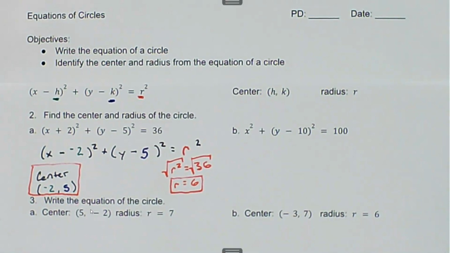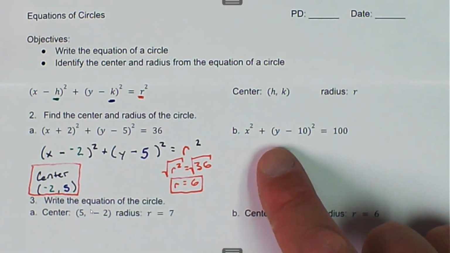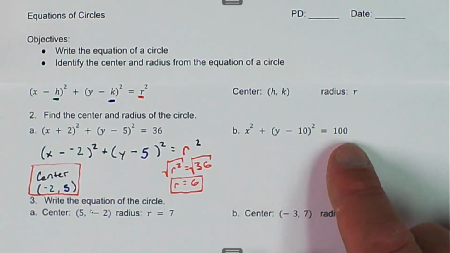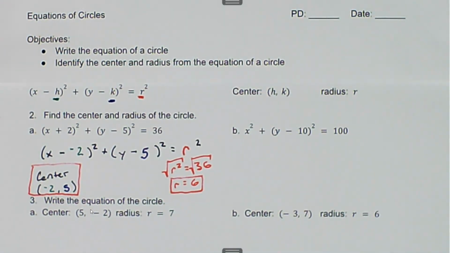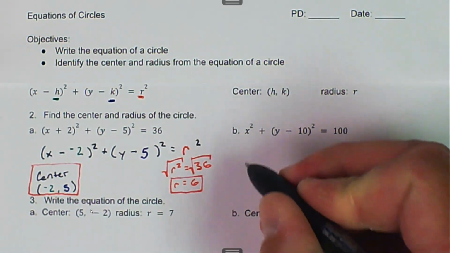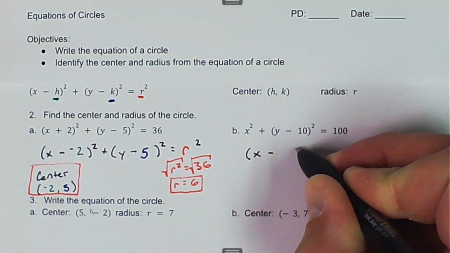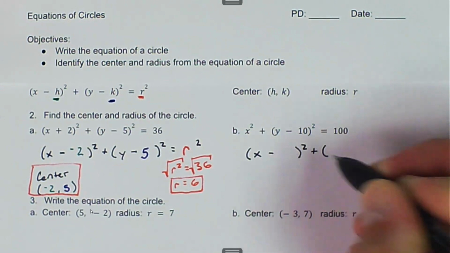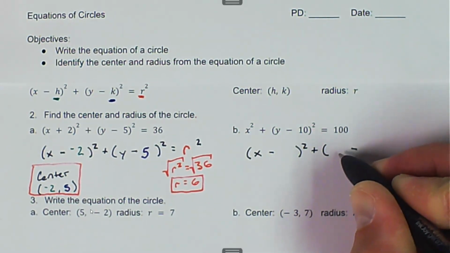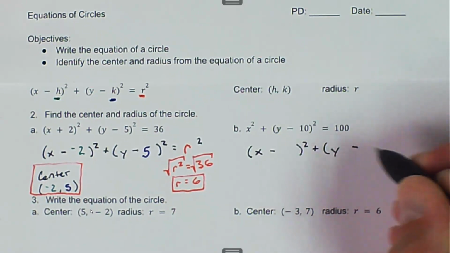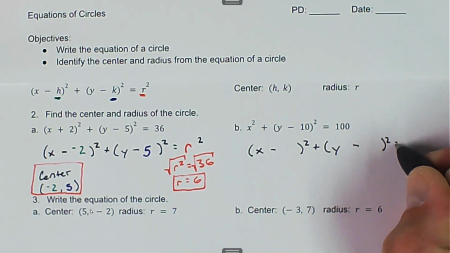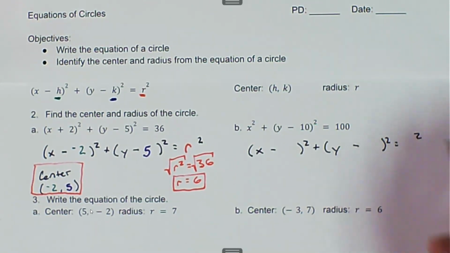We have another example here, part B. Part B here, and we have x squared plus y minus 10 squared is equal to 100. So again, write this equation very quickly, and I'm going to say x, I'm going to include the minus sign, squared, plus, I'm going to include the y minus, leave a blank there, squared, and that is going to be equal to r squared.